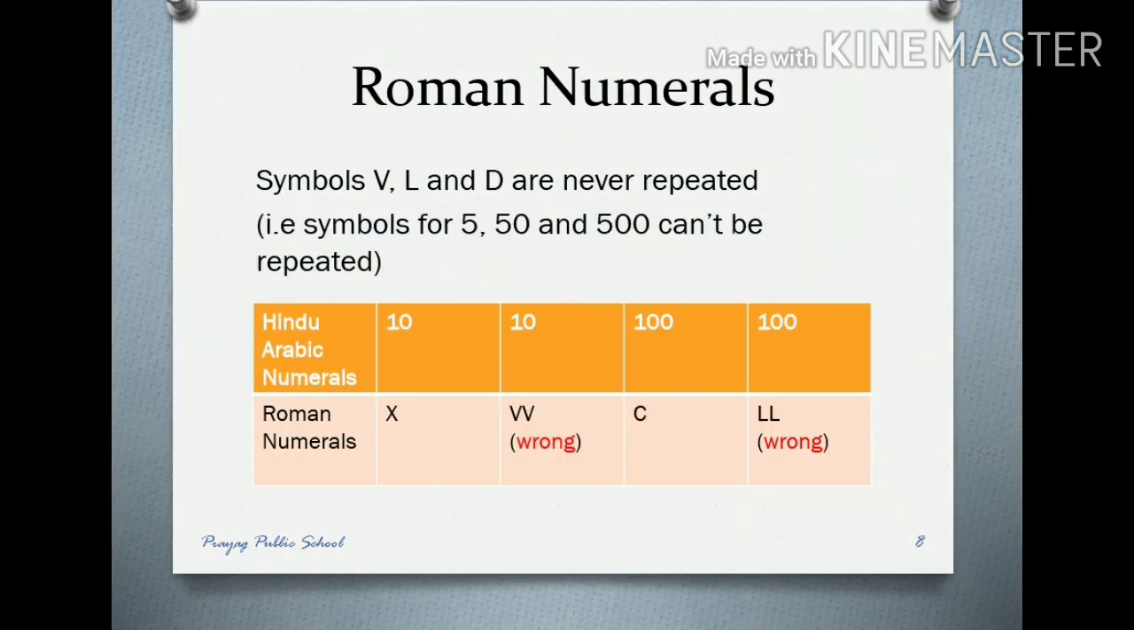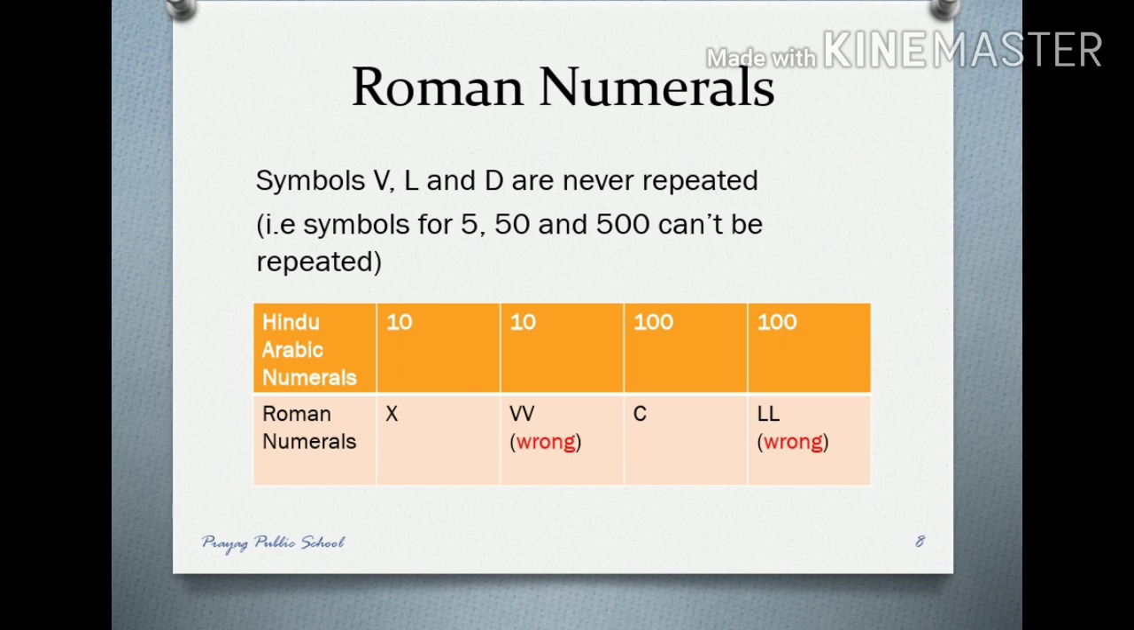नेक्स्ट क्वेश्चन हमारा ये कहता है कि सिंबल्स V, L and D are never repeated. That is, symbols for 5, 50 and 500 cannot be repeated. Suppose we want to represent 10 in Roman numerals, so we have to represent it with the help of X.